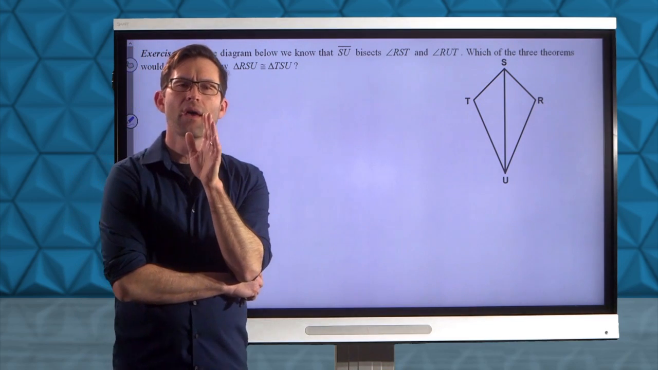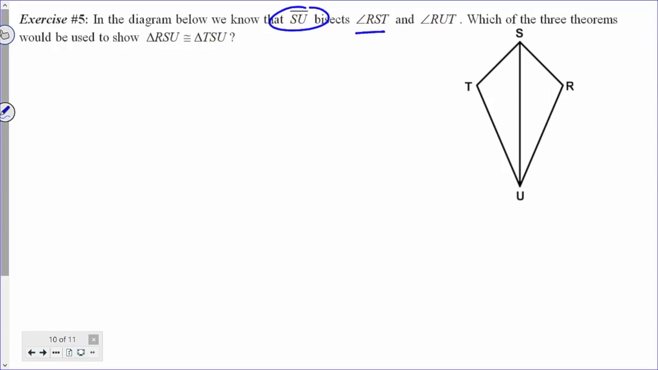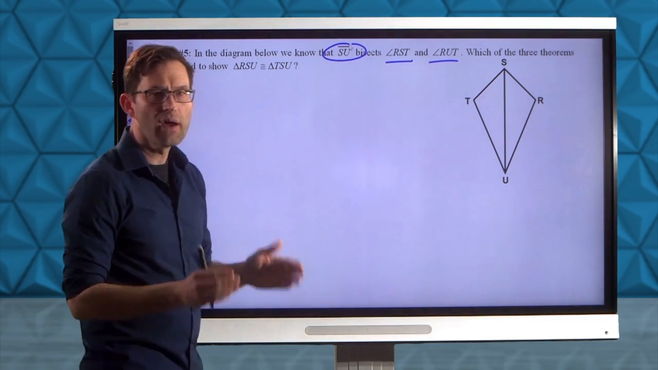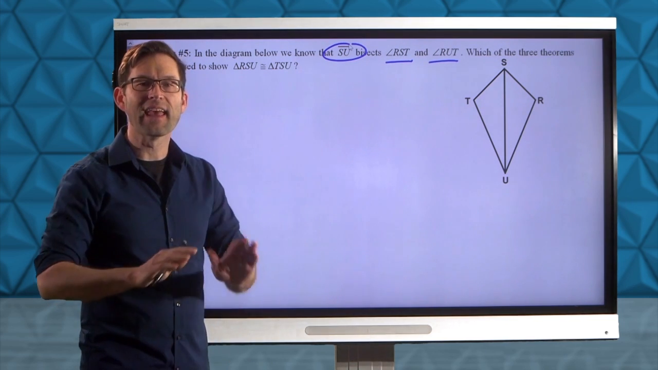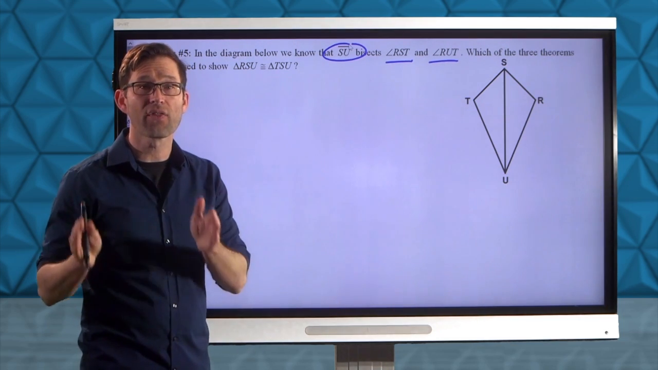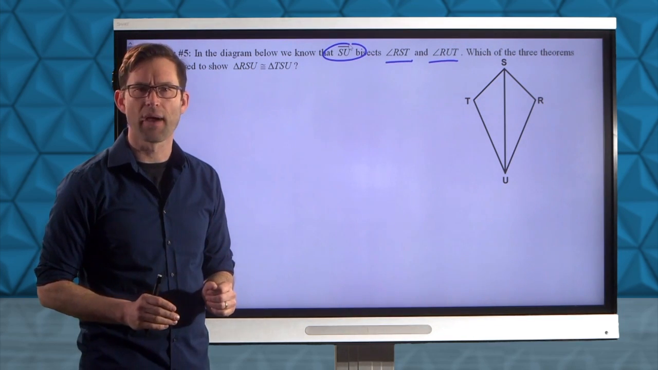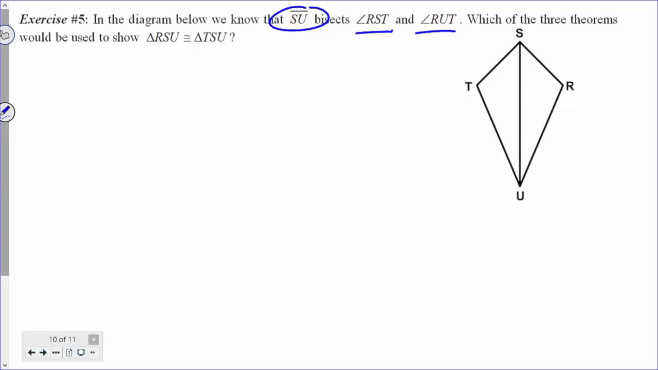All right, let's go through it. Now again, amazingly important. We're told that SU bisects RST and RUT. And it's important to understand that what an angle bisector does is it divides an angle into two congruent angles. It has nothing at all to do with length. Nothing to do with length. Angles aren't length, lengths aren't angles. That didn't make a lot of sense grammatically. It doesn't matter. Get back to this. If SU bisects RST, it means this angle and this angle are congruent to each other. And if SU bisects RUT, it means this angle is congruent to this angle, right?